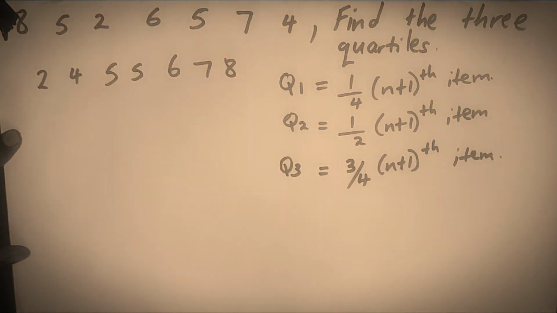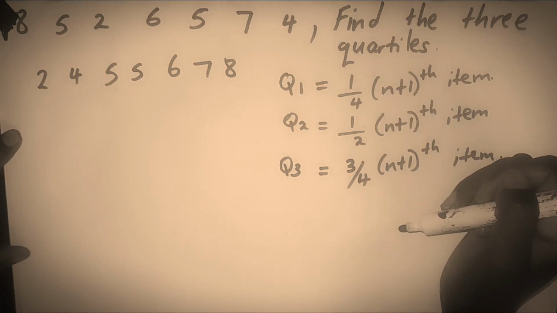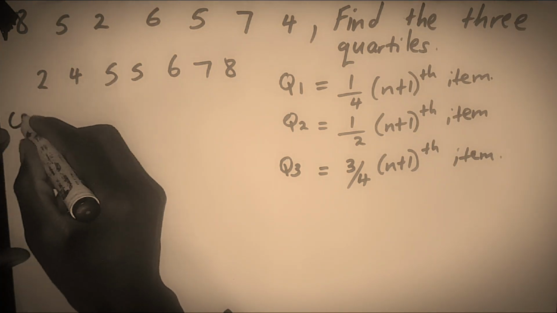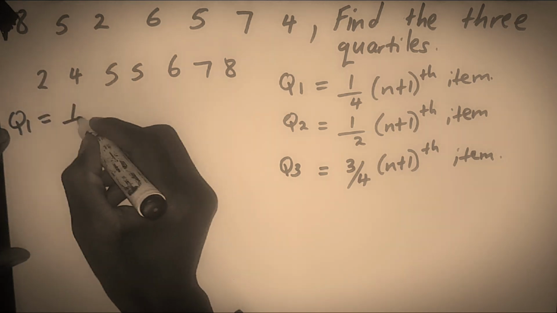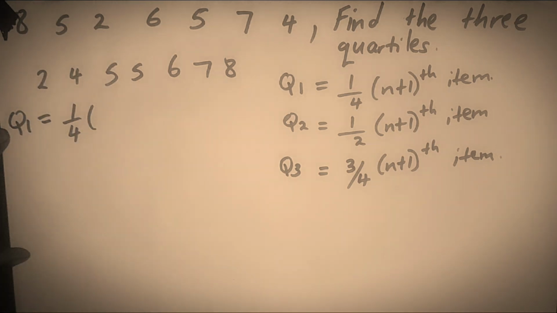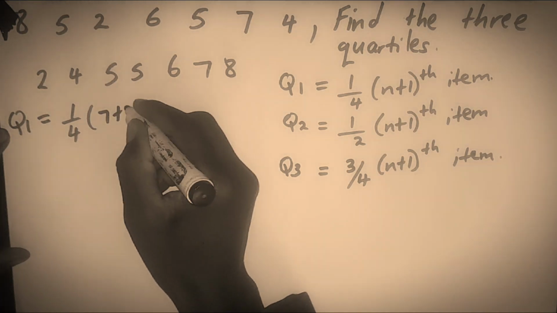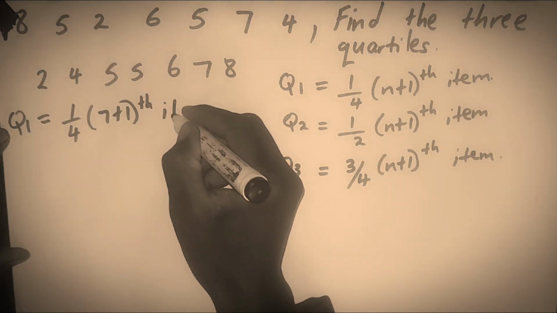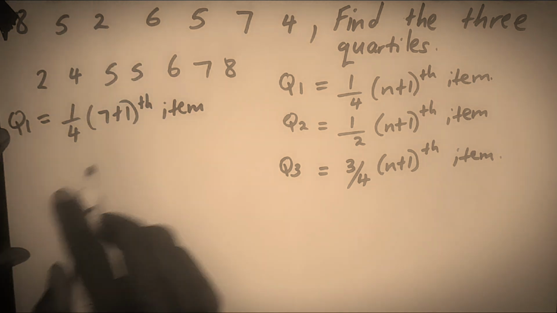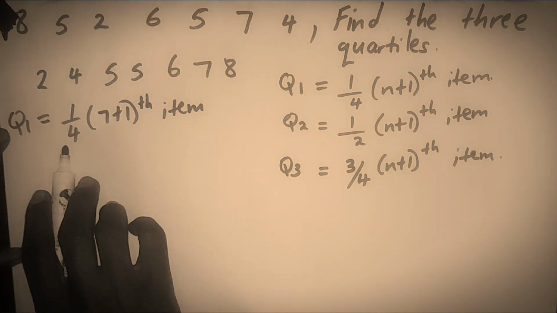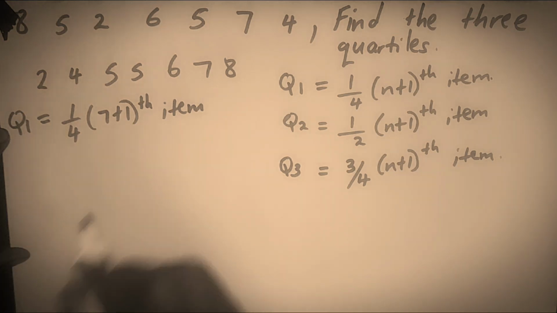So these are the formulas, where n represents the total number of observations which we have here. So the first quartile is equal to 1 over 4 of n plus 1 the item. Counting the observations, 1, 2, 3, 4, 5, 6, 7, so we have 7 plus 1 the item. If we say 7 plus 1 is equal to 8, then 8 divided by 4 is equal to 2.